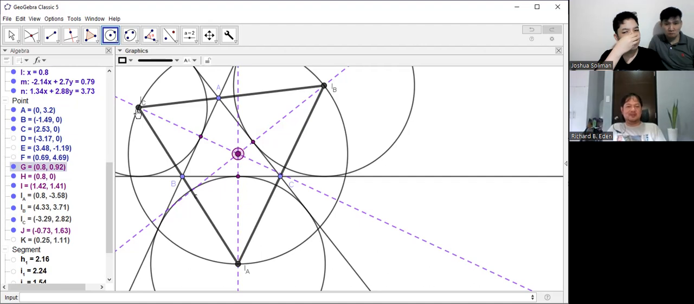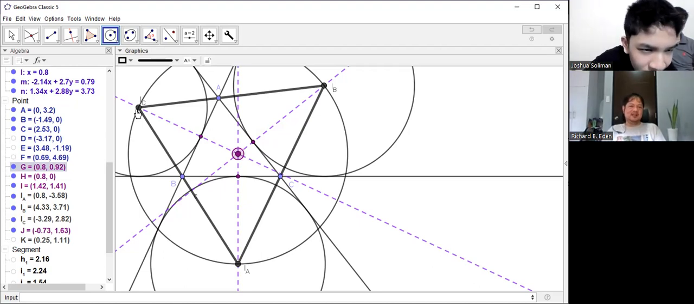In fact, there must be a term for that, the circumcenter of the excentral triangle. Is it called the excentral triangle? Actually, I don't know. Maybe you could look it up. Excentral triangle of triangle ABC. It would make sense, right? The excentral triangle is the triangle formed from the excenters.